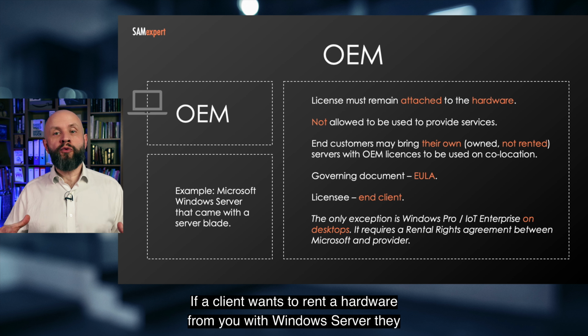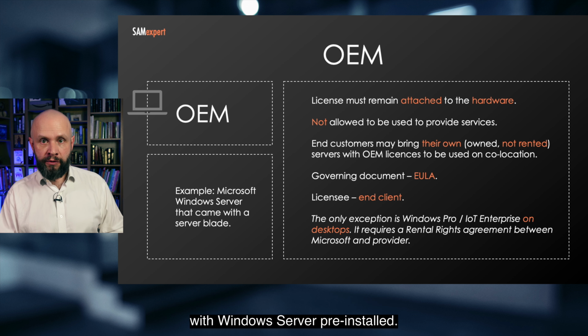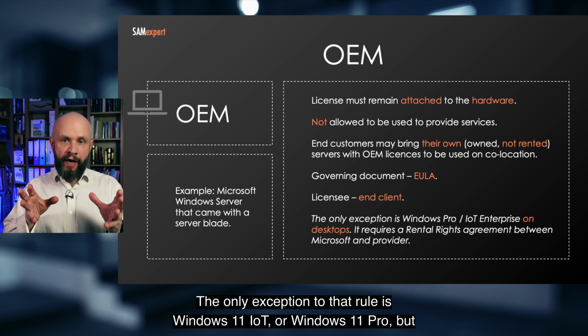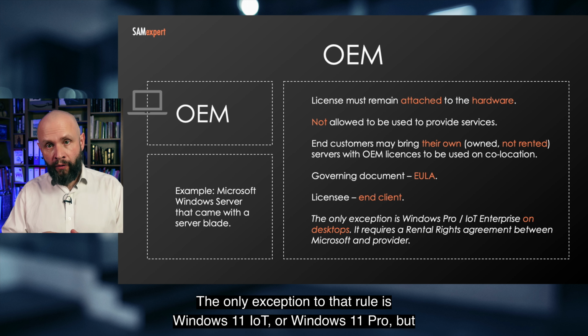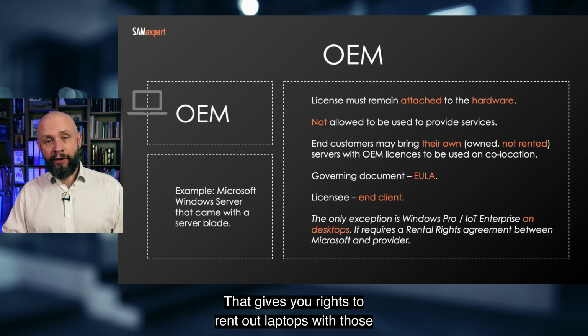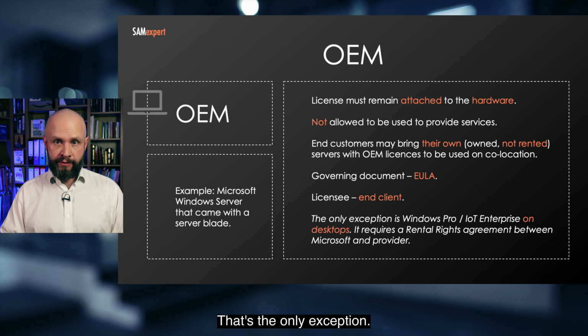If a client wants to rent hardware from you with Windows Server, they would have to pay through SPLA, even if you bought that hardware with Windows Server pre-installed. The only exception to that rule is Windows IoT or Windows Pro, but you have to sign an additional agreement with Microsoft with rental rights. That gives you rights to rent out laptops with those operating systems pre-installed. That is the only exception.